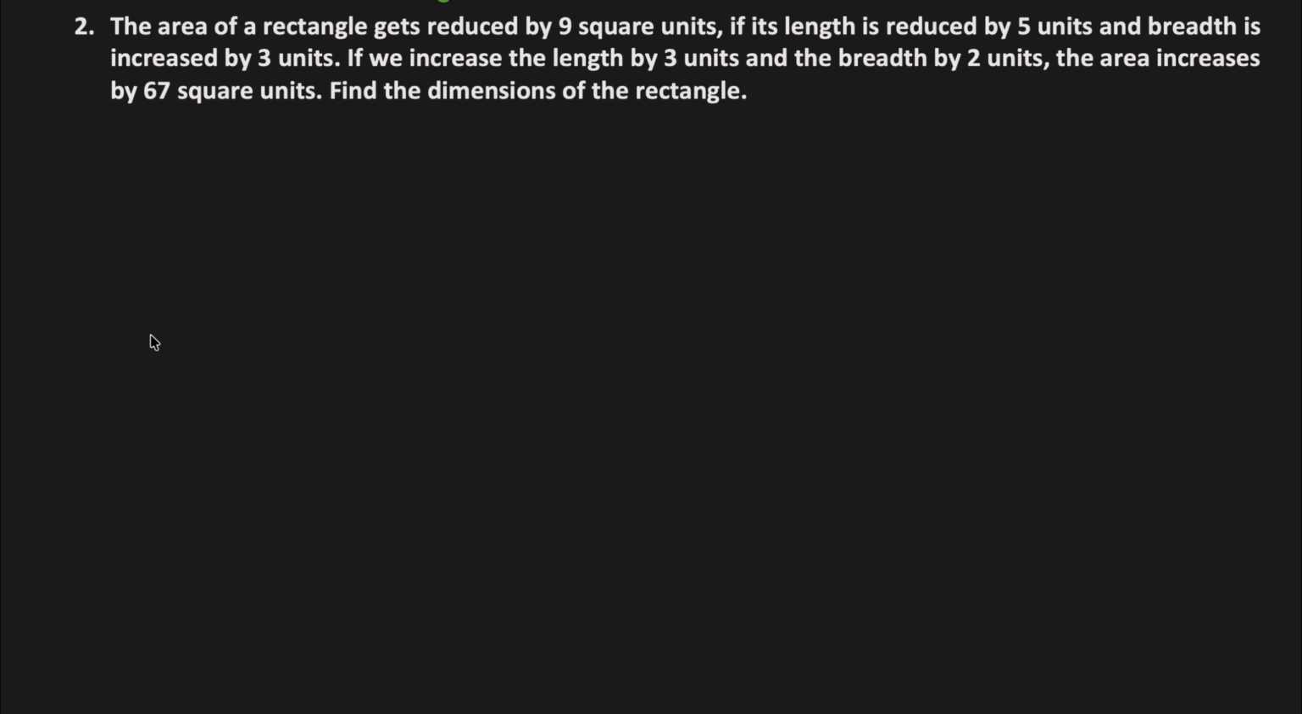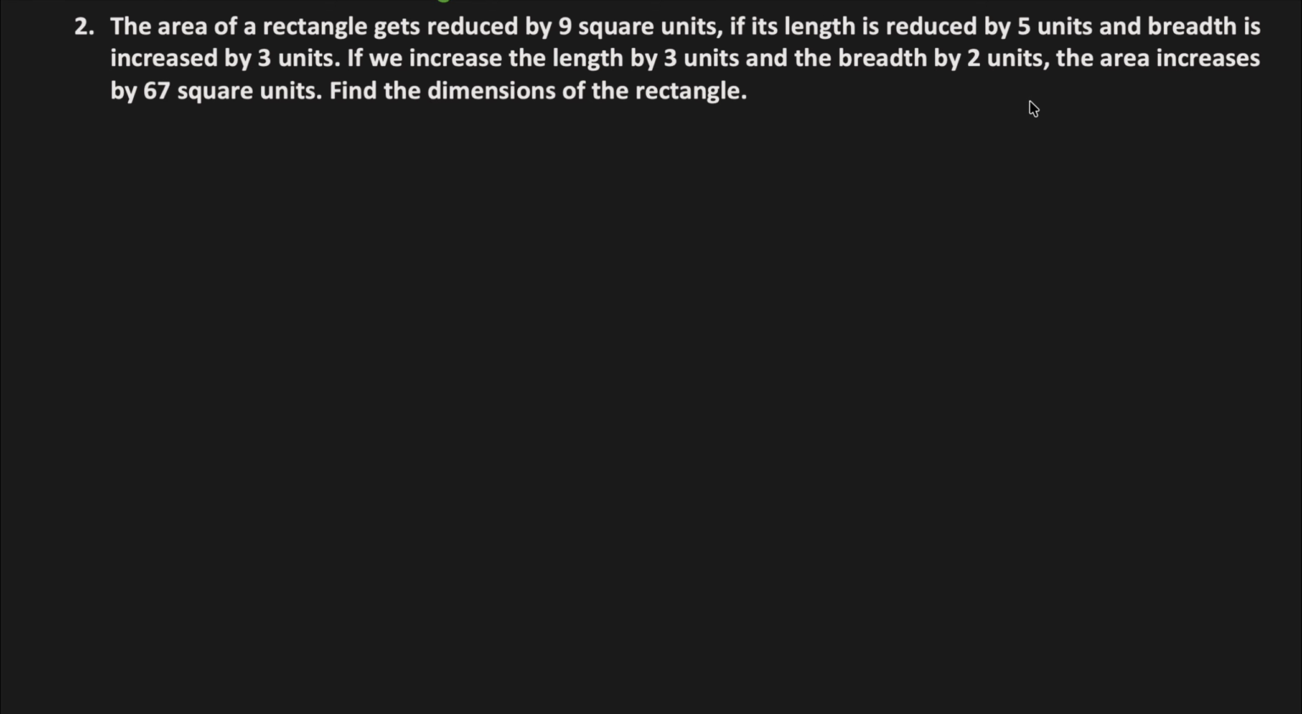The area of a rectangle gets reduced by 9 square units if its length is reduced by 5 units and breadth is increased by 3 units. If we increase the length by 3 units and breadth by 2 units, the area increases by 67 square units. Find the dimensions of the rectangle.